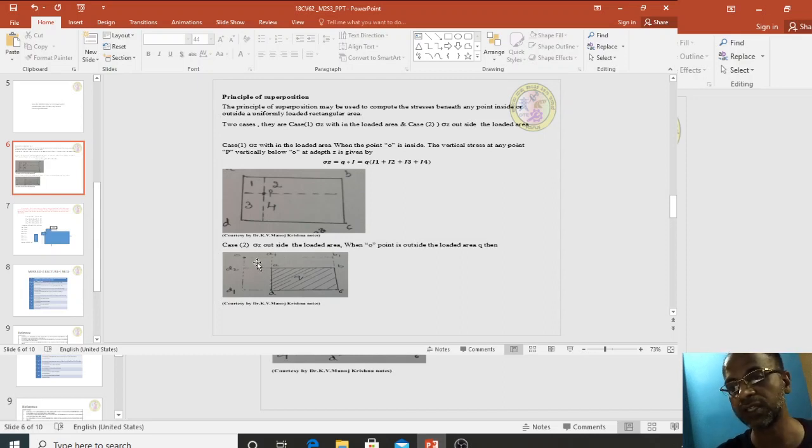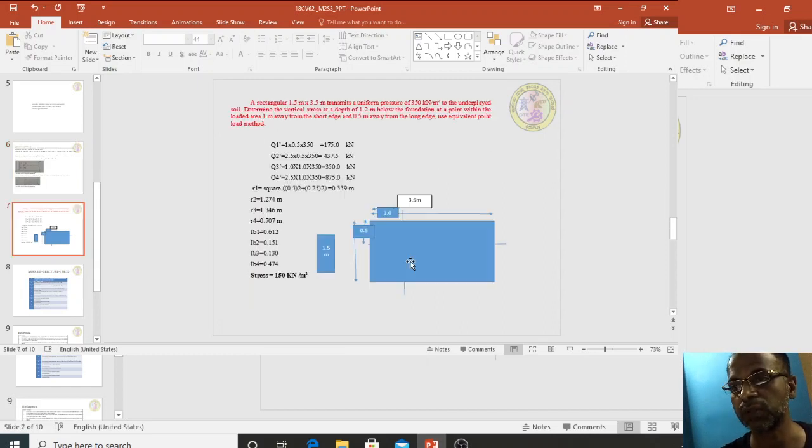If Q1 is the value corresponding to this area, that is radial distance R, therefore I will call it Q1 dash, this area Q2 dash, this area Q3 dash, this area Q4 dash. Likewise, if you do it, then your sigma z is equal to Q into I, or Q1 I1 minus Q2 I2 plus Q3 I3 minus Q4 I4. Likewise you have to calculate using the principle of superposition.